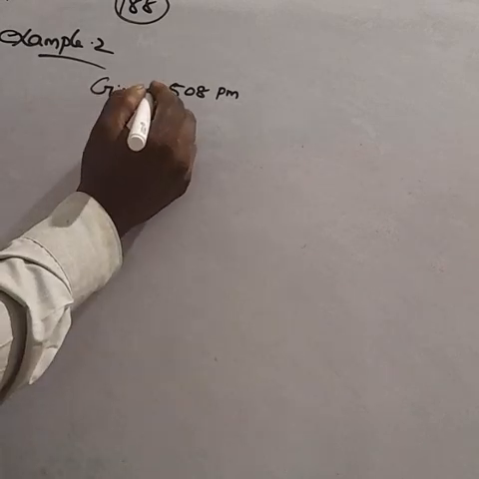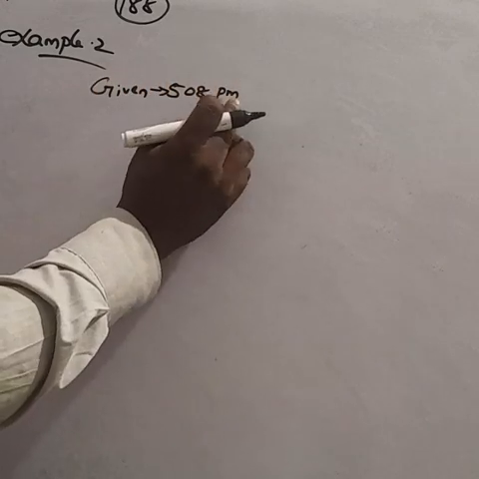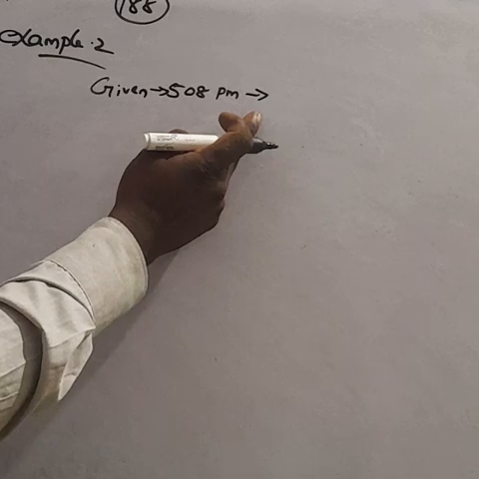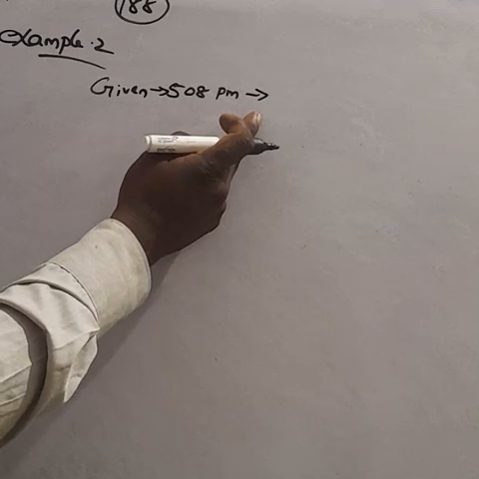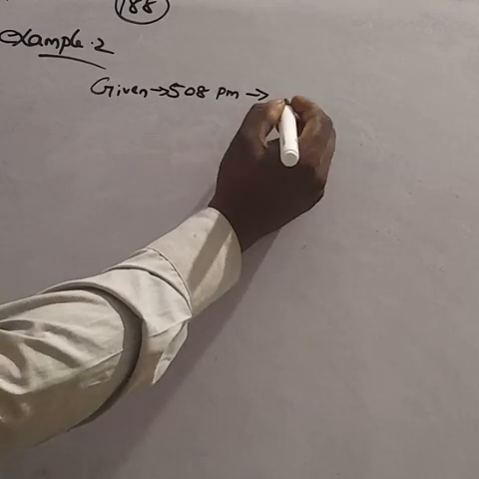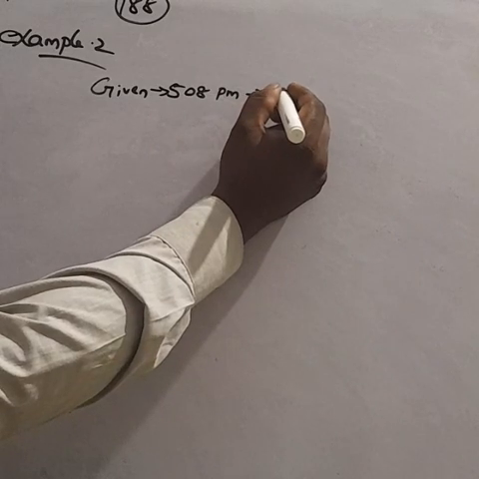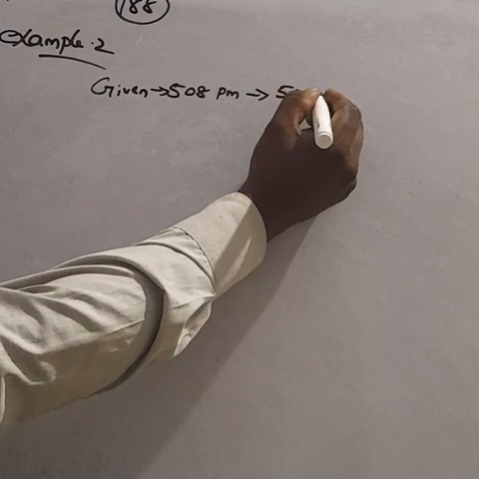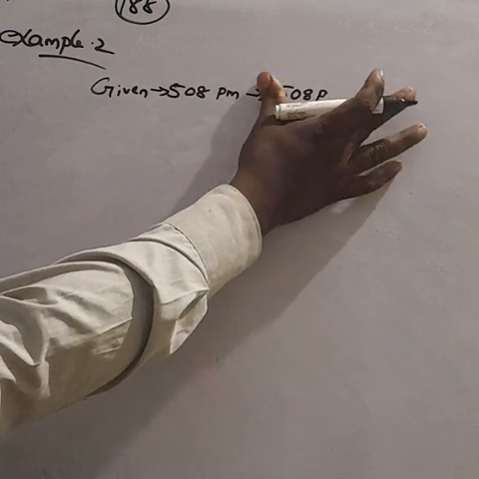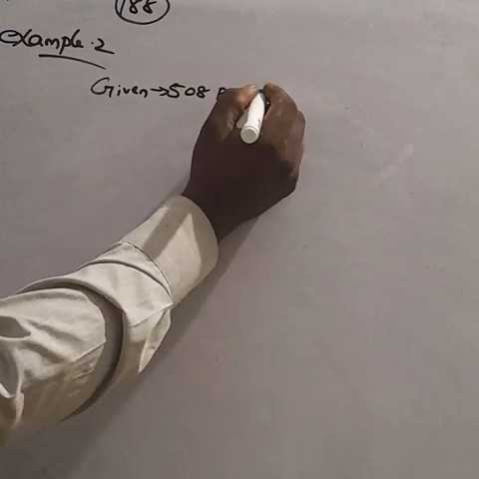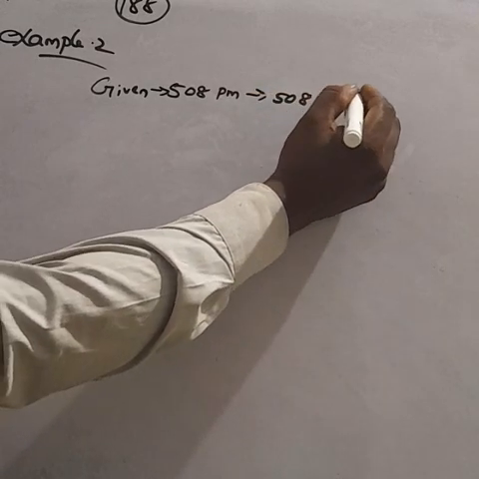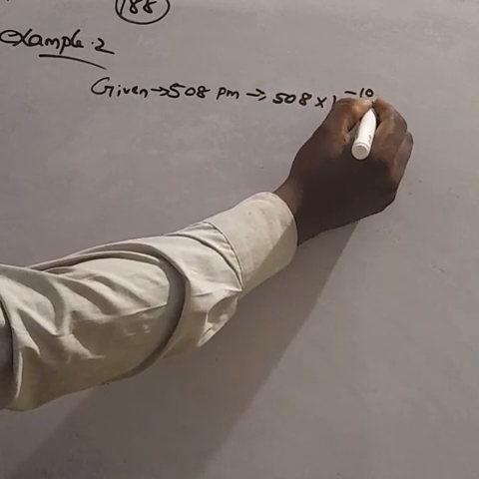This is given in picometers. First, we have to convert into centimeters. So, we can write 508 pm is equal to 508 into 10 raised to minus 10 centimeter.